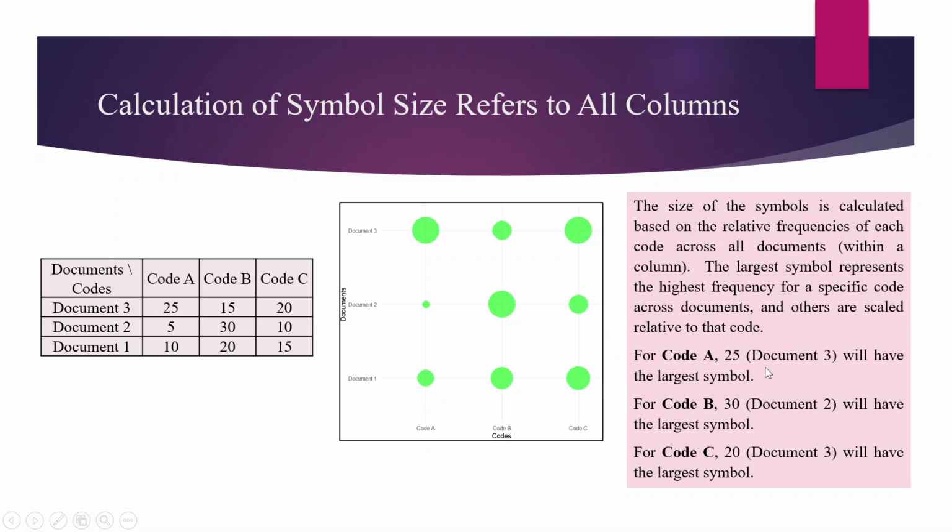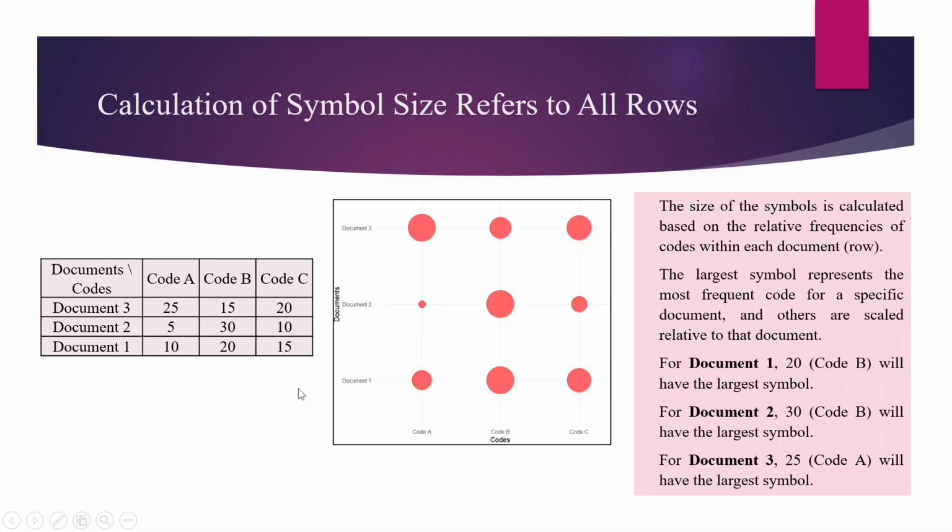For code A, 25 document 3 will have the largest symbol. For code B, 30 document 2 will have the largest symbol. For code C, 20 document 3 will have the largest symbol. Just see. Now according to the rows, so we will be moving this way, right? So when you do the comparison this way, then 25 is the largest, 30 is the largest, 20 is the largest.